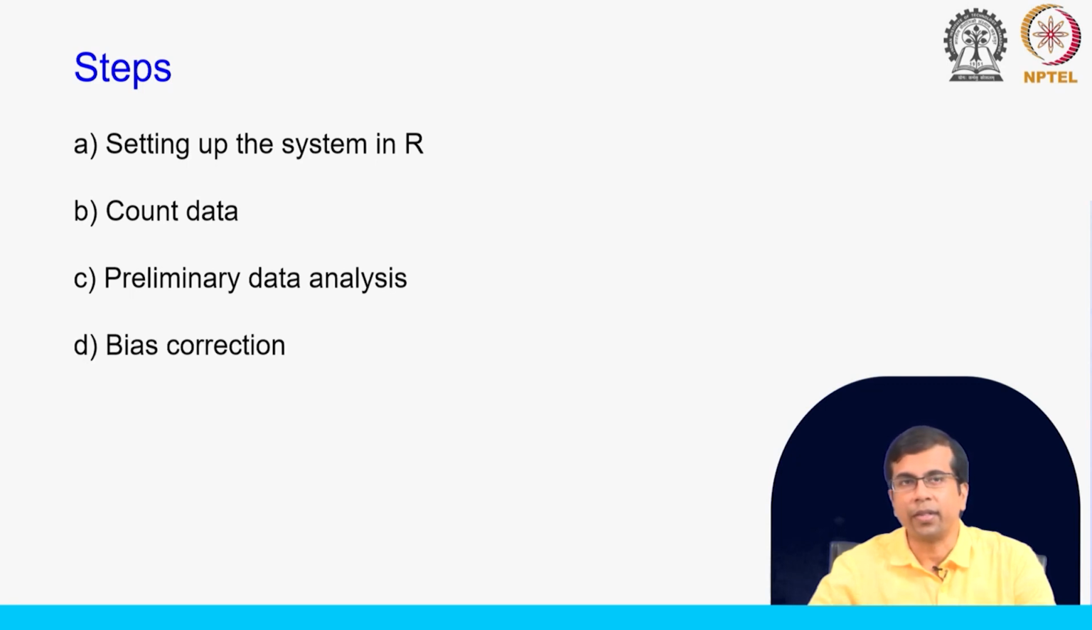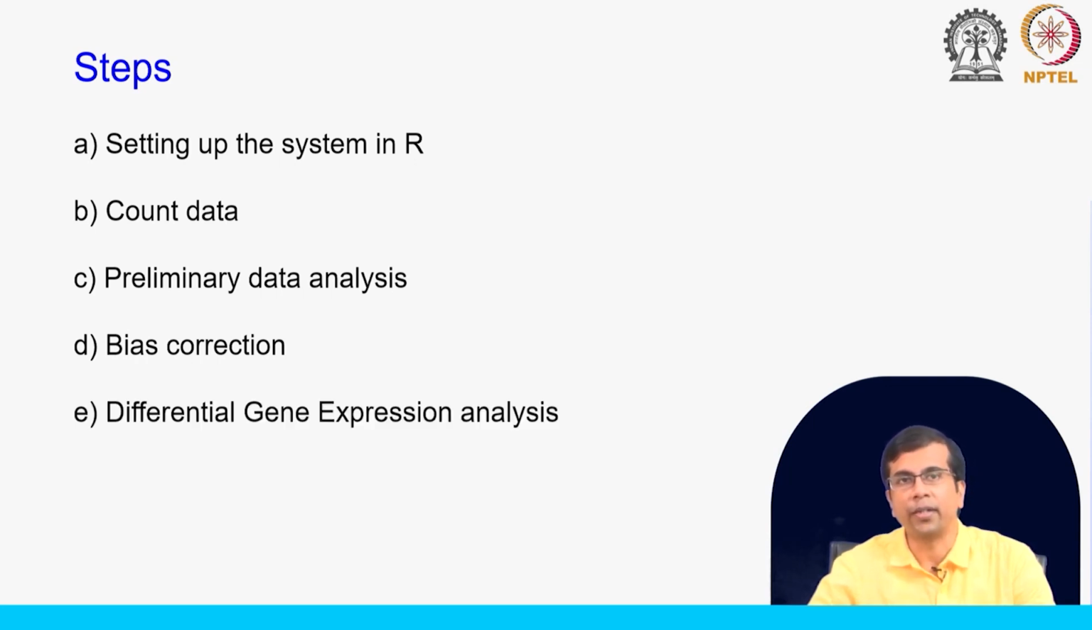and then we will also do the bias correction part. So, we have the count data. We will do the bias correction again using an R package that can allow us to do some sort of bias correction, and then we will actually go to the differential gene expression analysis. This is using DESeq2. So, we will try two different methods.